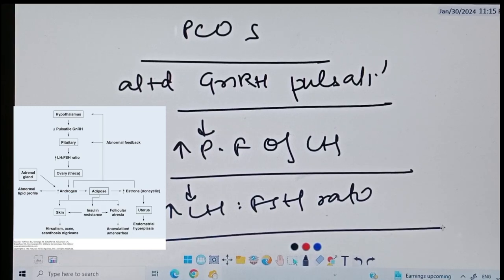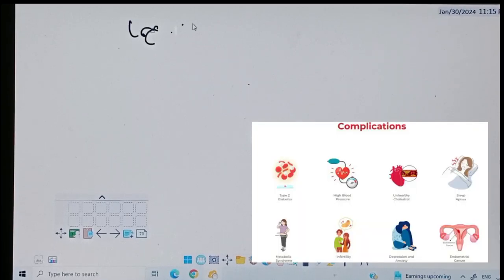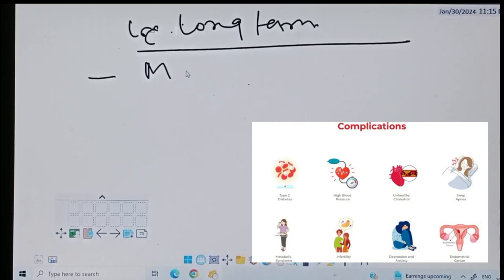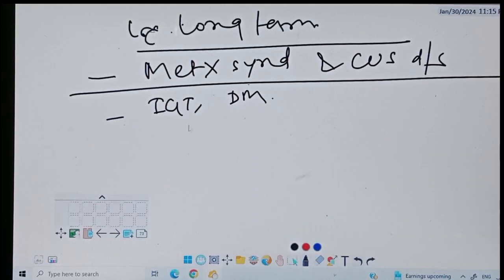Currently it is unknown whether hypothalamic pituitary dysfunction is the primary component in PCOS or the abnormal steroidal feedback. Now next we'll come to the long-term sequelae of PCOS. As we know, in the earlier session we talked about metabolic X syndrome. The first consequence is metabolic X syndrome and cardiovascular disease. Number 2, increased chances of IGT and diabetes mellitus. Next is increased chances of endometrial hyperplasia and endometrial CA.